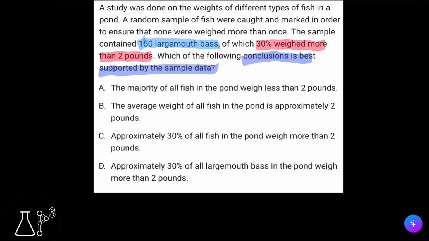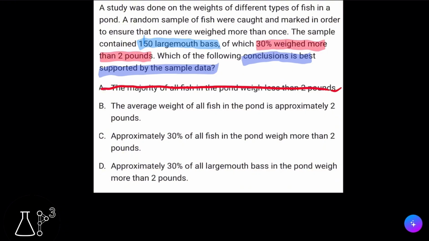Therefore, A is incorrect because we're making a generalization of all the fish, but in the random sample, they're making a generalization of the weight of only the large batch fish, not any other type of species. So A is incorrect. Let's look at B. The average weight of all fish in the pond is approximately 2 pounds.